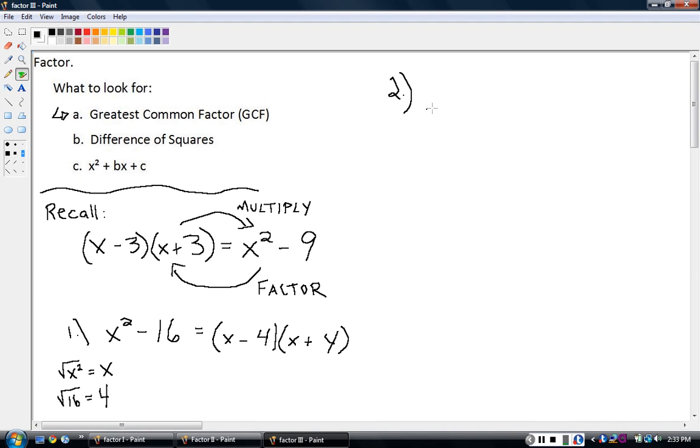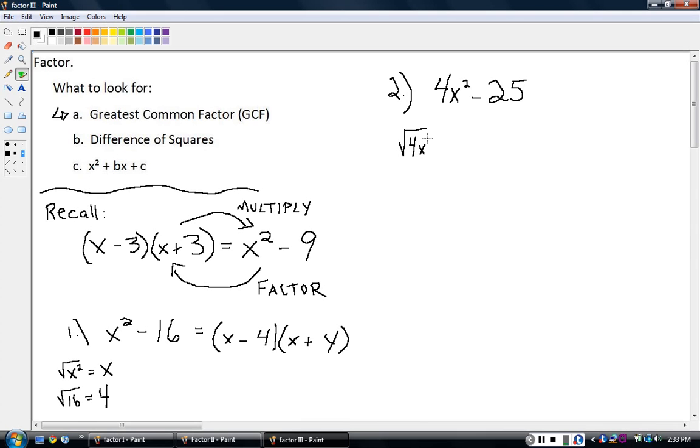Number 2. How about this? 4x squared minus 25. Again, I look for a common factor. I can't take anything out of 4 and 25. There's no x in both terms, so there's no common factor. But if I can recognize the difference of two squares, this is a perfect square, 4x squared, and this is a perfect square. Right? If I can take the square root of it, it means it's a perfect square.